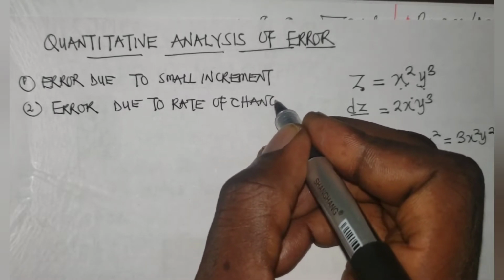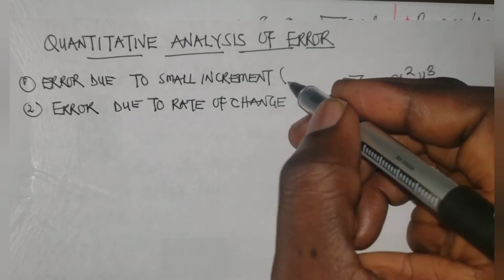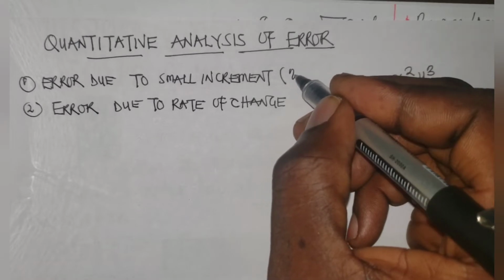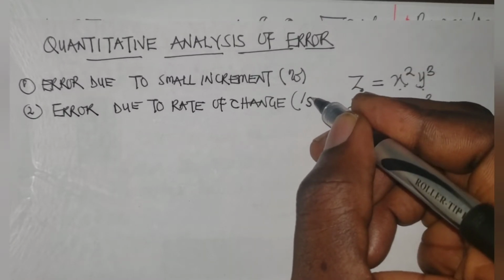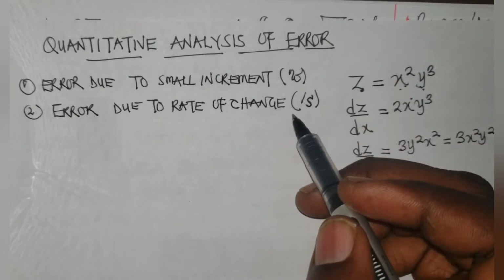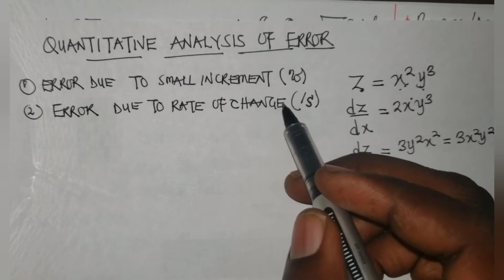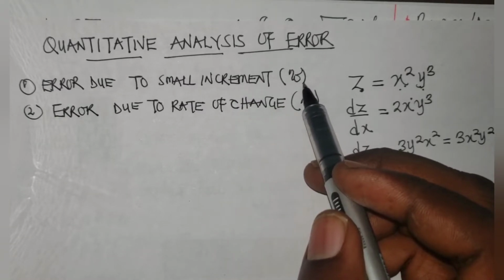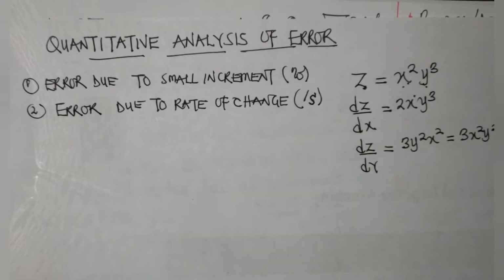And I'm going to be using the volume of a cylinder to explain this. Error due to small increment is basically and mostly expressed in percentage, while this has to do with per seconds. Anytime you are doing your calculation and you are giving something like per seconds, then we are talking about error due to rate of change. Error due to small increments is always expressed most times in form of percentage. Now let's analyze these two things together.